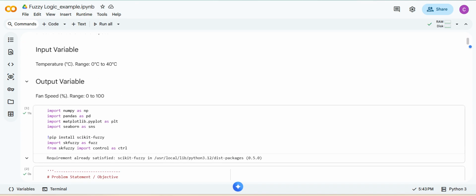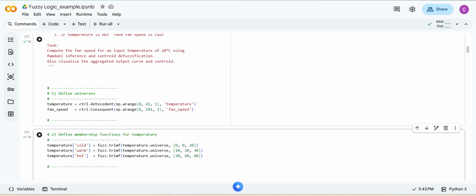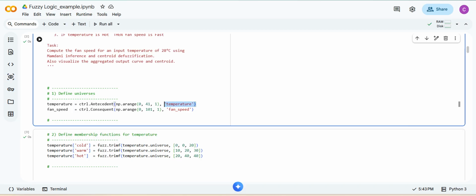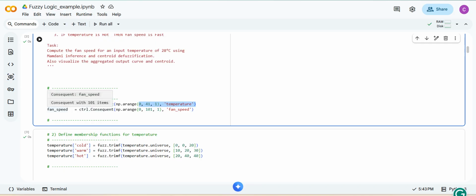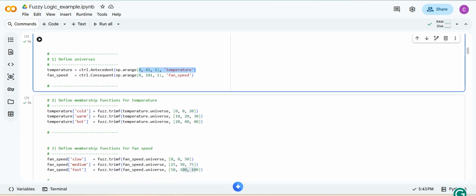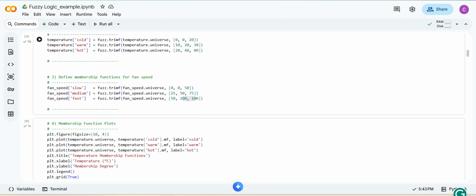So we have understood the question and the libraries. Then first we define the universe. For input temperature, it is 0 and 40. 0 is the lower limit, 40 is the upper limit, which is the antecedent. Then the consequent is the output value, which is 0 to 100 fan speed. Then for membership functions, we define what is cold, what is warm, what is hot, using the fuzzy sets. Similarly for output also we define the membership functions.